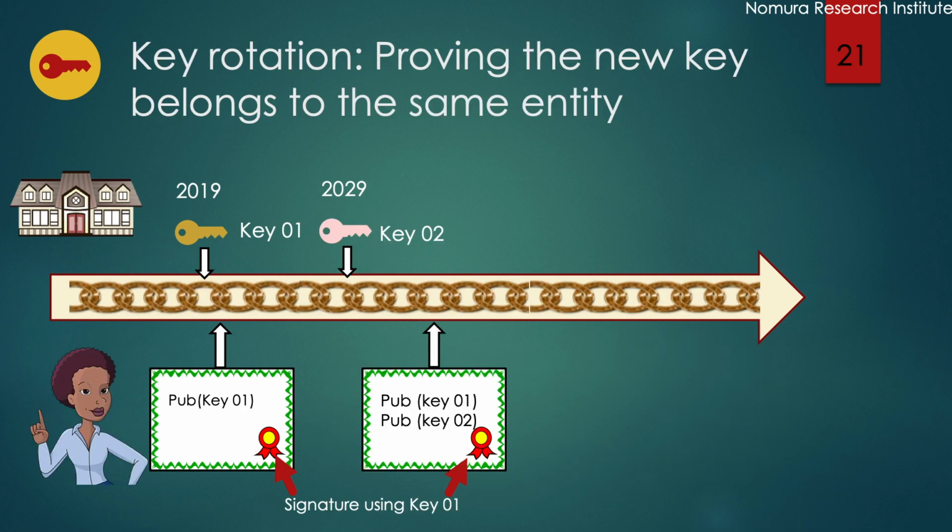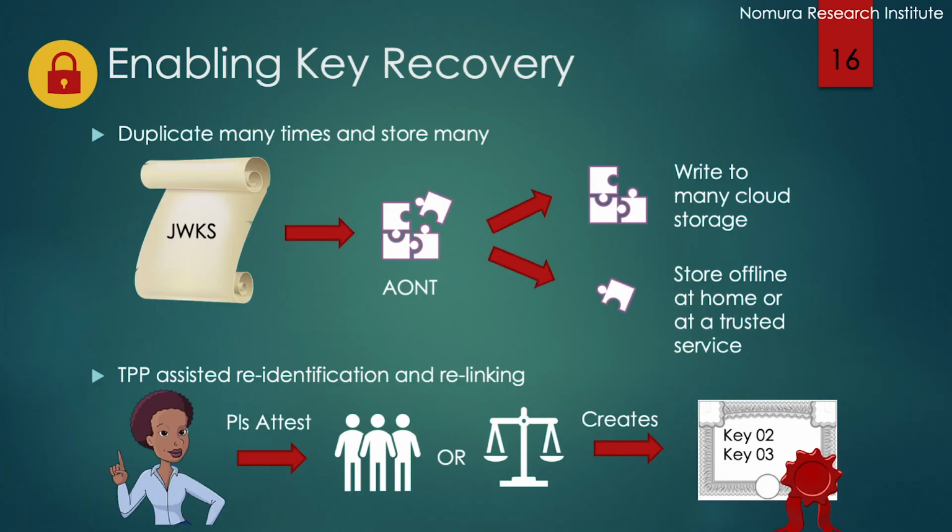This one is about key rotation. So the claims provider might want to rotate the key. In that case, the claims provider can sign the new key with the old key and write it in the public registry, and that's the standard stuff. Right. And then enabling key recovery. There are two approaches that I would like to propose on this one.